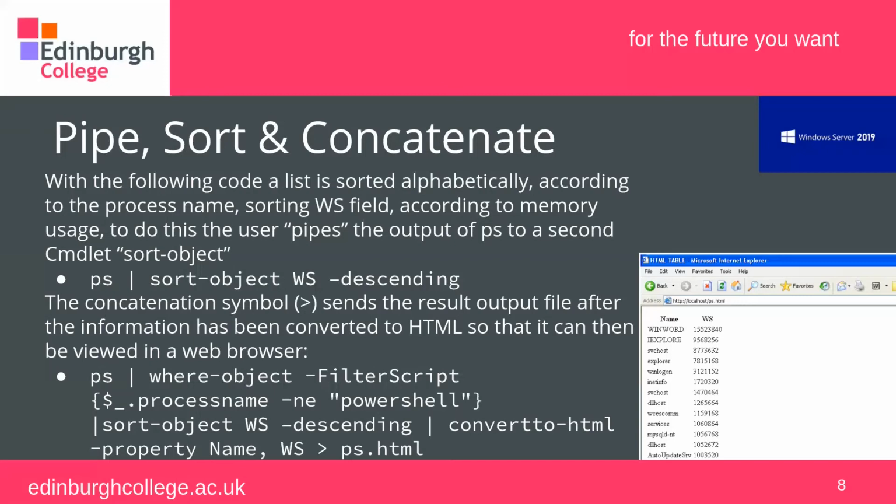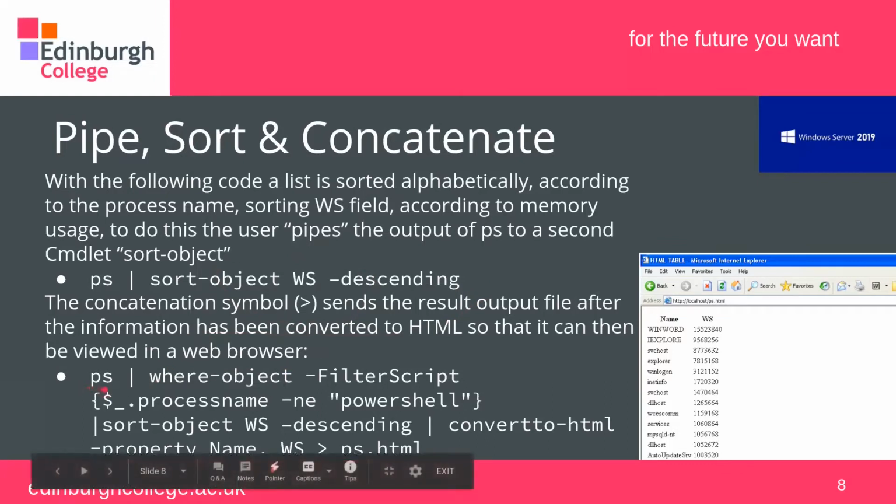Now, pipe, sort, and concatenate work very similar to the way they would work in Linux. So we can do, for example, processes, and then use the pipe symbol to create a pipeline and connect the output of this command to the input of this command. So we can pass the output of PS to Sort-Object, and then sort it by the WS flag. Okay, and we can make this very complicated.